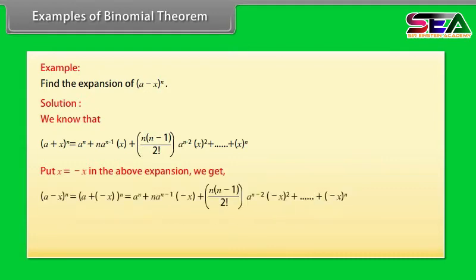We get a^n - n a^(n-1) x + n(n - 1)/2! a^(n-2) x^2 and so on up to (-1)^n x^n.